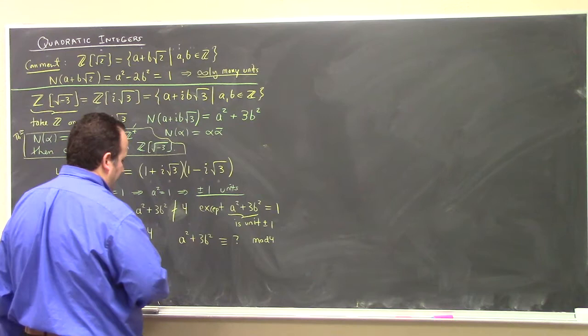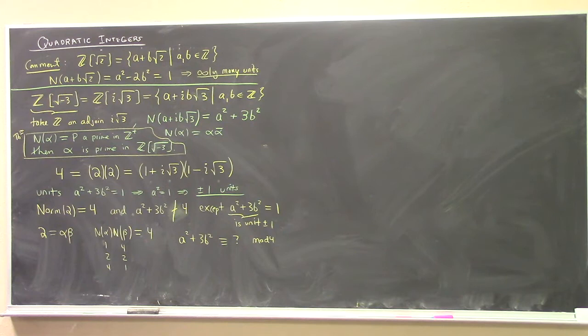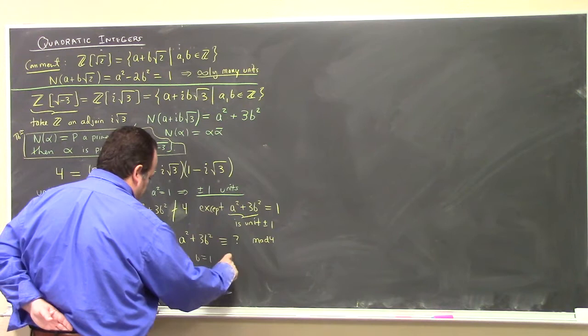Can I put a equal to 0? B equal to 1. Yeah. Why can't I put a equal to 0 and b equal to 1? Is that not a thing? That would be a unit, though. I mean, that would be square root of 3. B equal to 1, not a unit. B equal to 1, a equal to 0. B equals 1 means alpha is equal to I root 3.